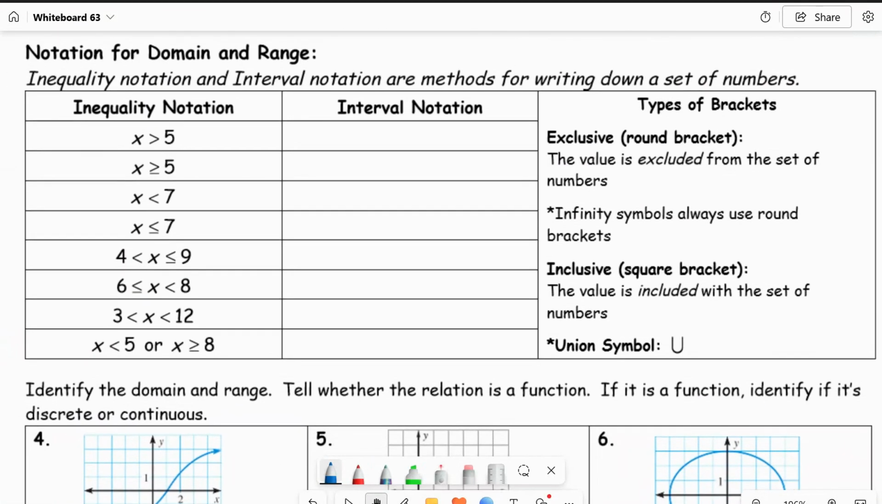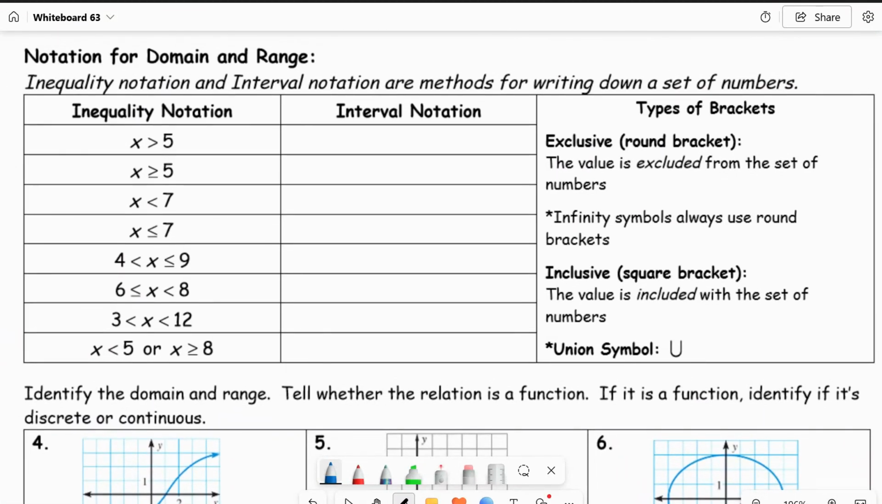So the next section here is notation for domain and range. So yes, you can write domain and range as inequalities, which is what we have been working on the last couple of lessons, but you can also write this in interval notation. So for interval notation, you have your different types of brackets. You have round brackets, which tells you that the value is excluded from the set. So that would be used when you have just greater than or less than symbols. Also remember, infinity symbols will always use a round bracket.